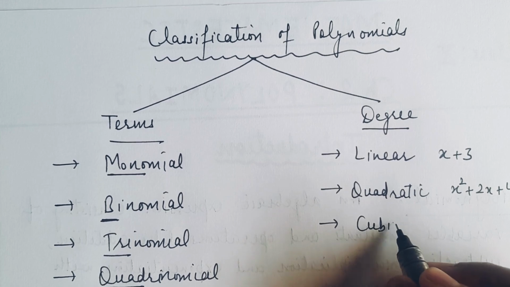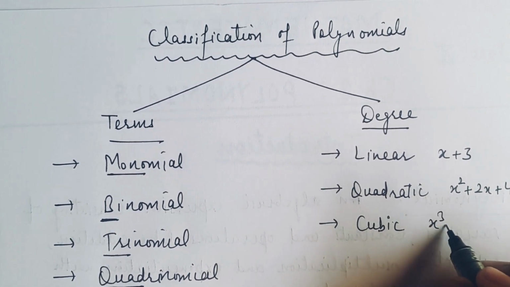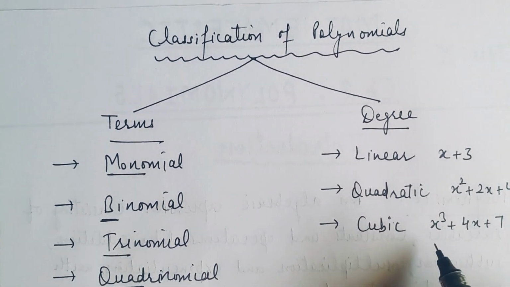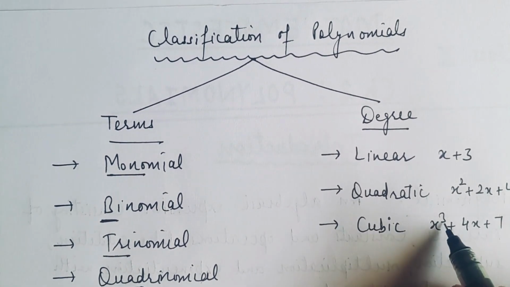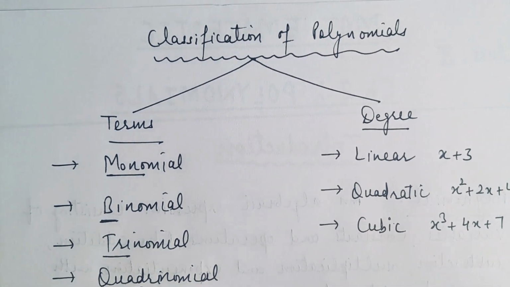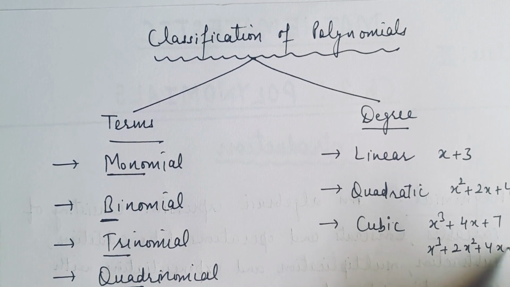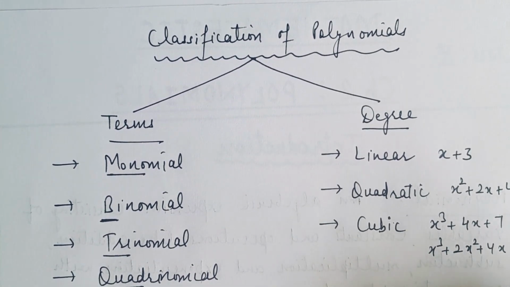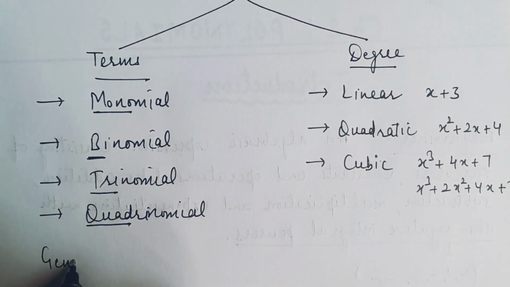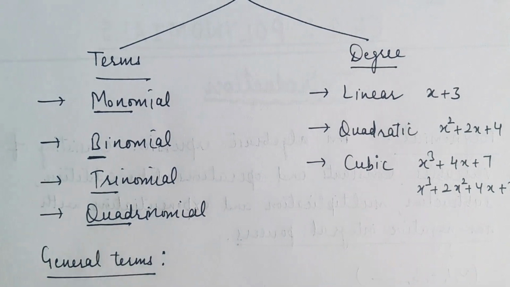Then cubic polynomial. Cubic polynomial, obviously, has highest power 3. Suppose x cube plus 4x plus 7. This is a cubic polynomial. Highest power should be 3. There can be some terms missing in between, but highest power should be 3. You can write like this also. Both are cubic polynomials here. Now, let us talk about the general term of the linear, quadratic or cubic polynomial.